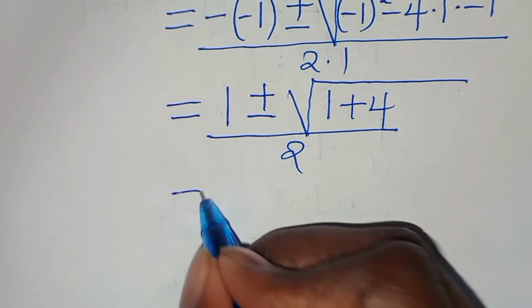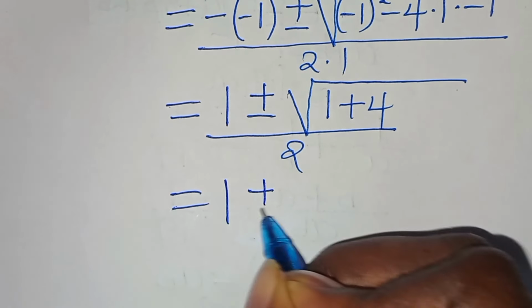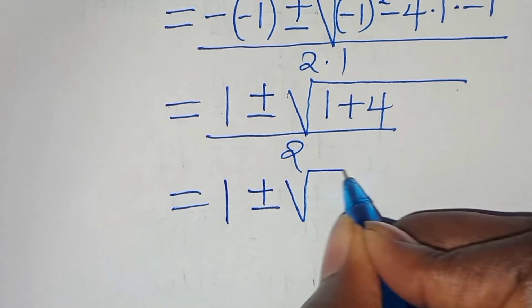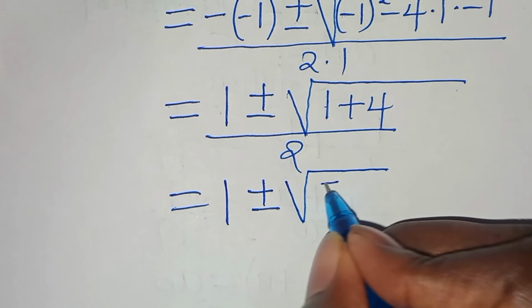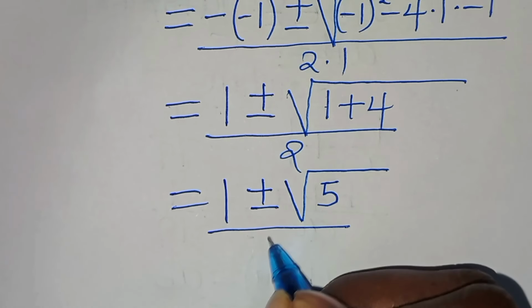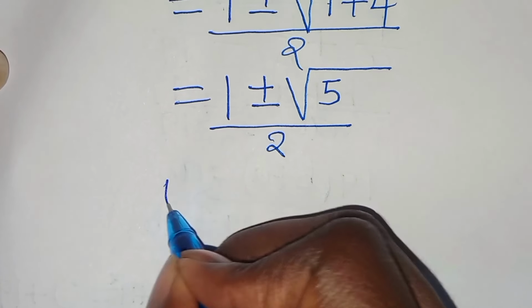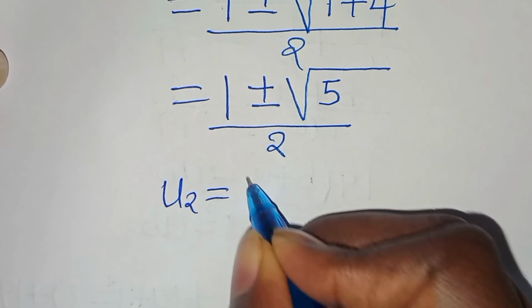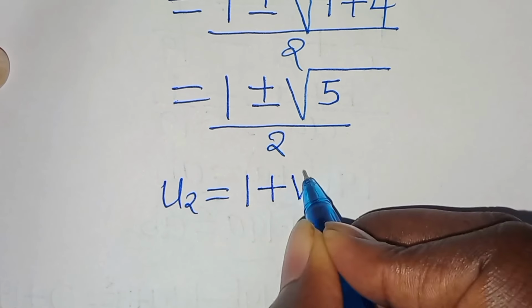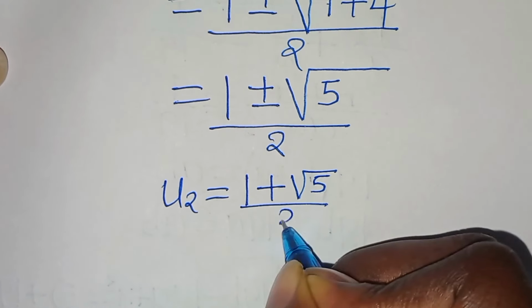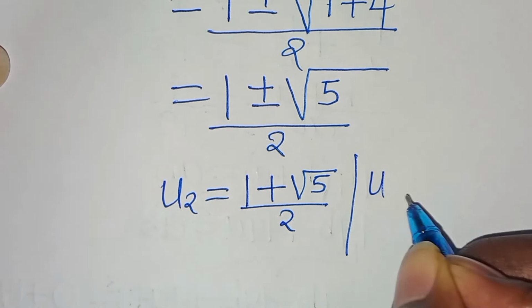So therefore, here we have 1 plus or minus the square root of 1 plus 4. This is equal to 5. Then everything here divided by 2. Now this implies that u2 is equal to 1 plus square root of 5 divided by 2. And here we have u3.